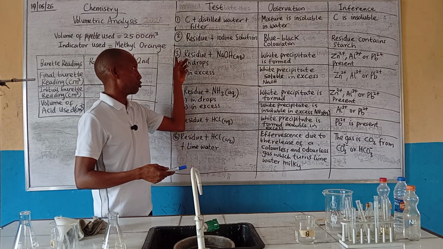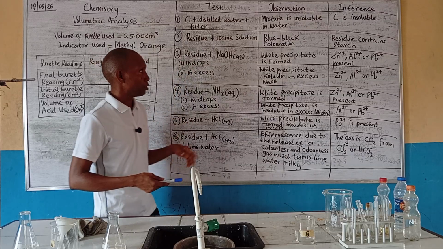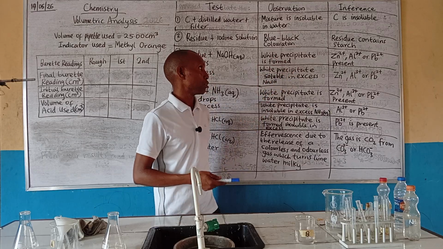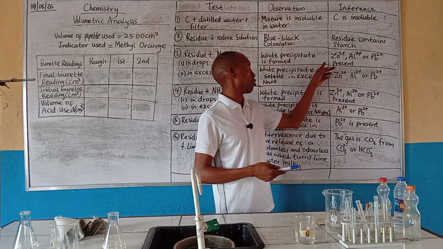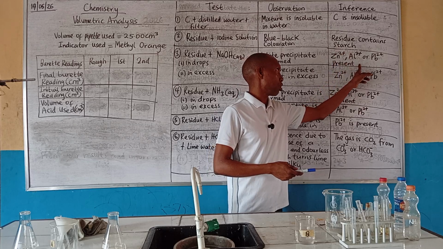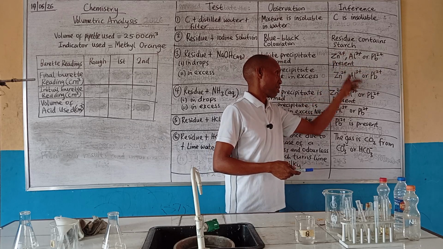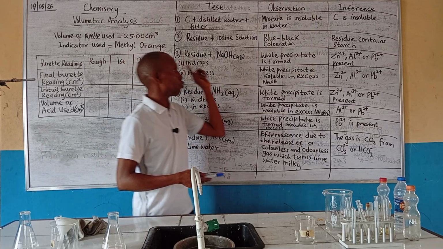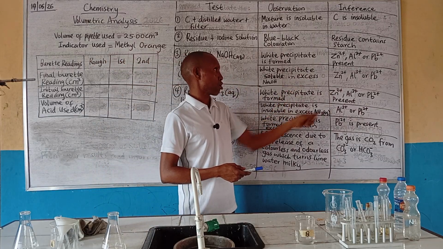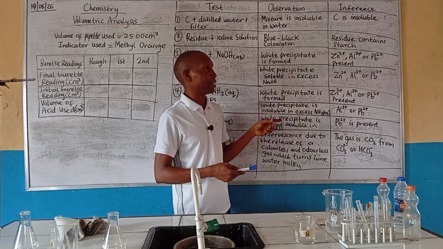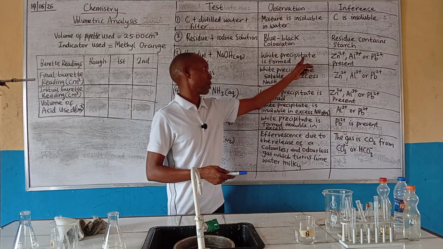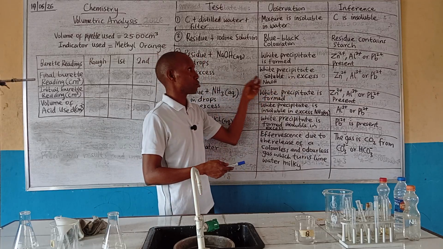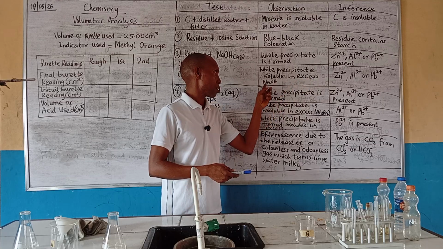But just in case you are asked to add aqueous sodium hydroxide to the residue in drops, then this will be your observation: white precipitate is formed. Then your inference or conclusion will be zinc, aluminium, or lead 2 ion present. Then in excess, the white precipitate is going to dissolve in excess of the aqueous sodium hydroxide. So in drops, the white precipitate is formed. In excess, the white precipitate dissolves.